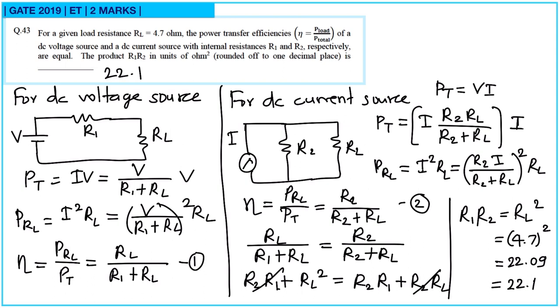And the answer range for this question was 20.0 to 22.2. So these are all the questions from the electronics part of the GATE 2019 paper.